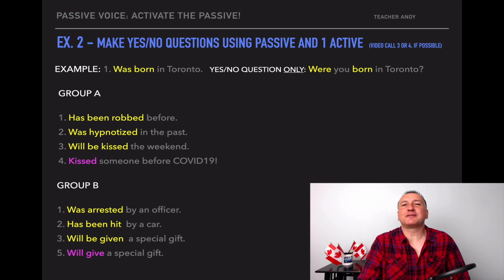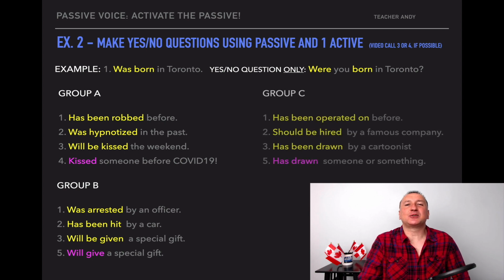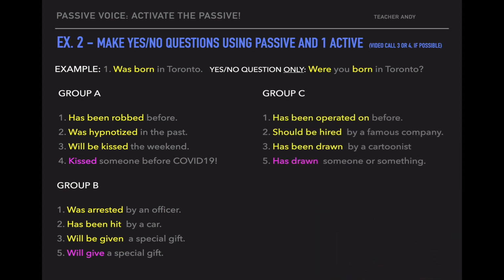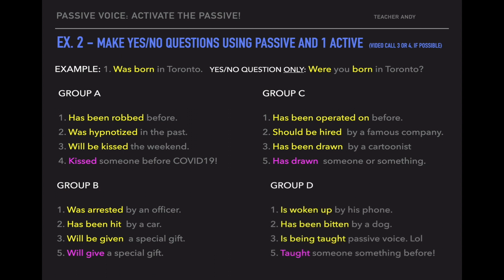This is group B, again, 4 situations. This is group C, again, 4 situations. And this is group D, again, 4 situations.